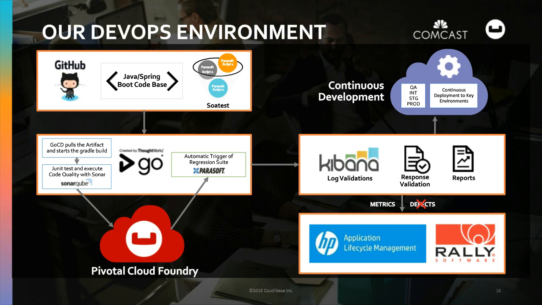We leverage Kibana for logging and metrics. We utilize AppDynamics for monitoring and alerting. ALM is used for tracking defects. And since we are an agile environment, we use Rally as our agile tool, and we run 2-week sprints. So that's our DevOps environment.